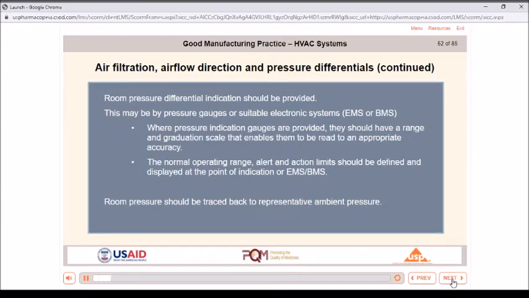Air filtration, airflow direction, and pressure differentials continued. Room pressure differential indication should be provided. This may be by pressure gauges or suitable electronic systems, EMS or BMS. Where pressure indication gauges are provided, they should have a range and graduation scale that enables them to be read to an appropriate accuracy. The normal operating range, alert and action limits should be defined and displayed at the point of indication or EMS, BMS. Room pressure should be traced back to representative ambient pressure.